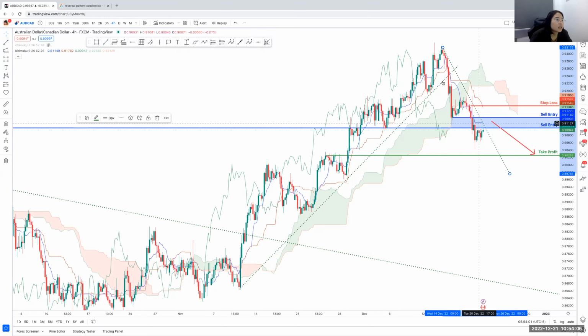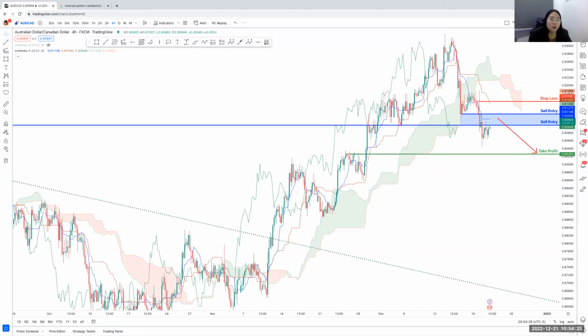Any questions? Anyone still confused or any questions at all? I've got a question here asking what other indicators can I use to identify trend?